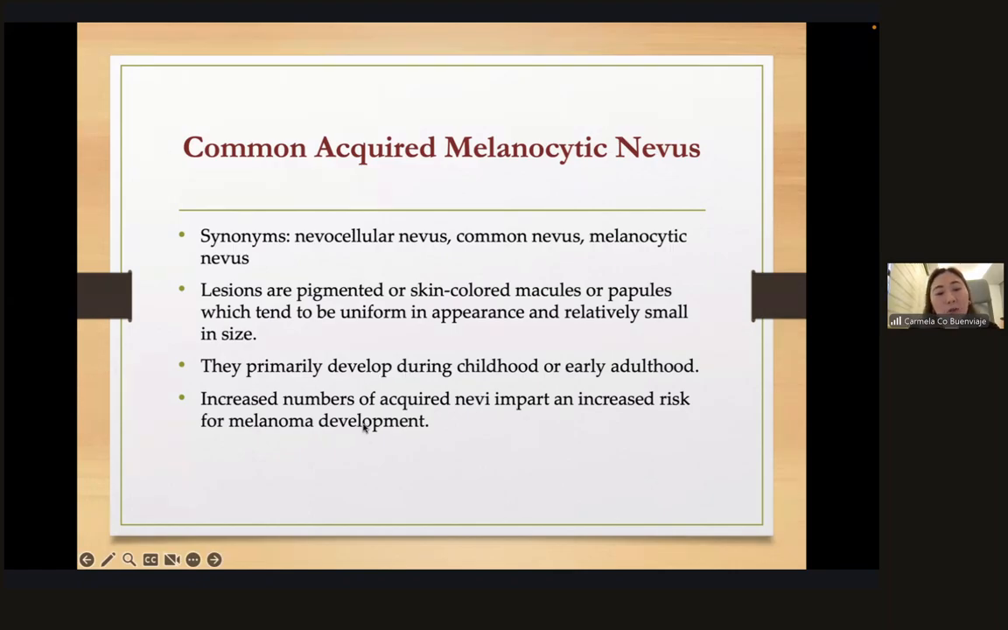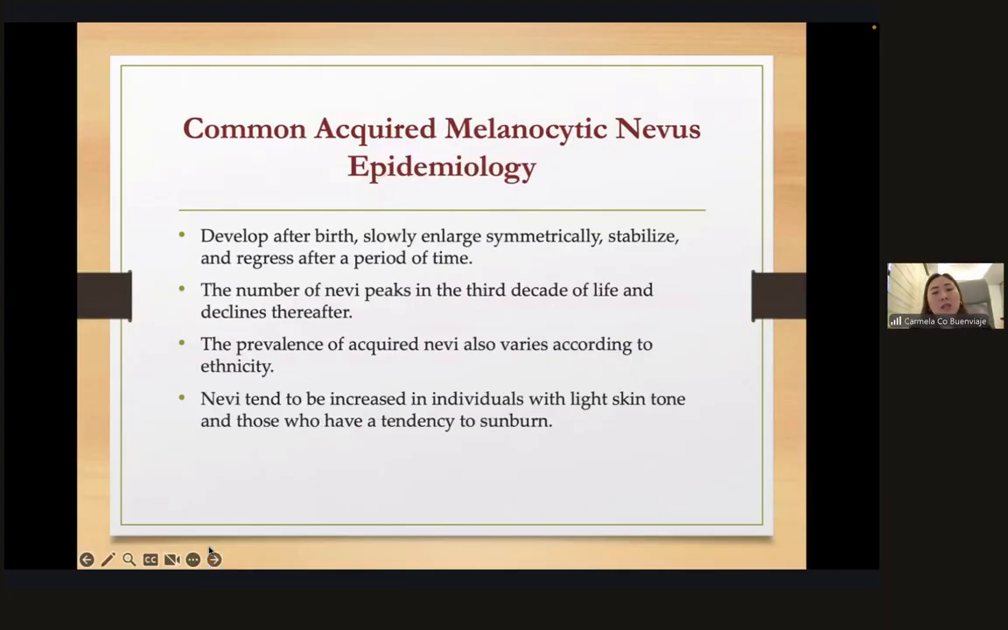So increased numbers of acquired nevi impart an increased risk for melanoma development. So we have to take note of that. So these nevi develop after birth. They slowly enlarge symmetrically, stabilize, and regress after a period of time. So the number of nevi peaks in the third decade of life and then declines after.